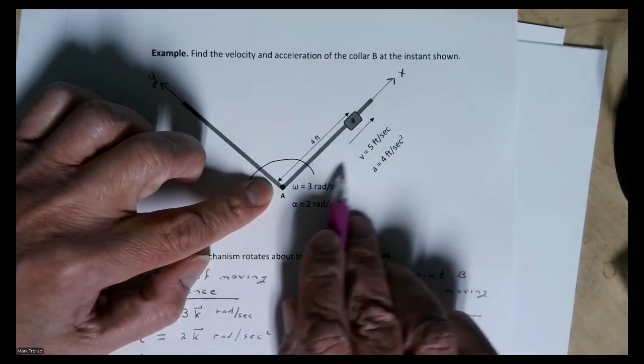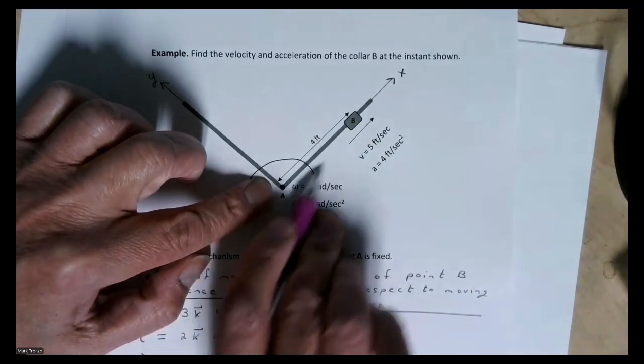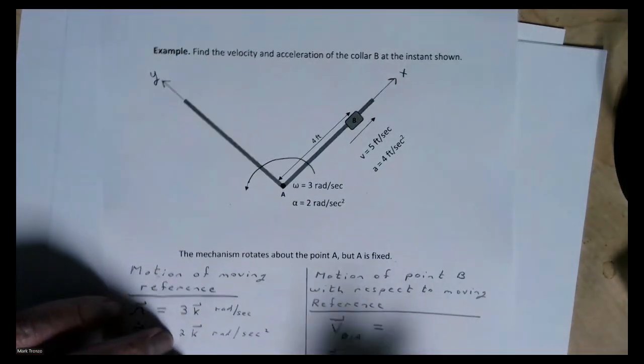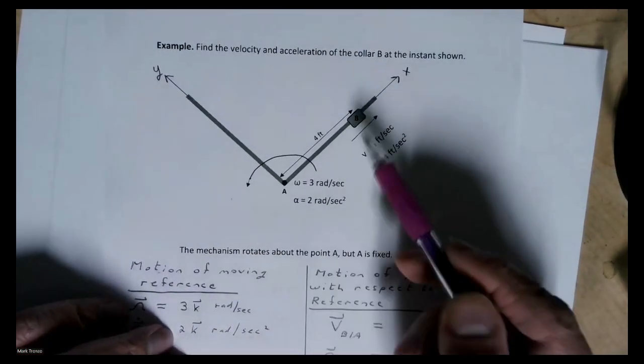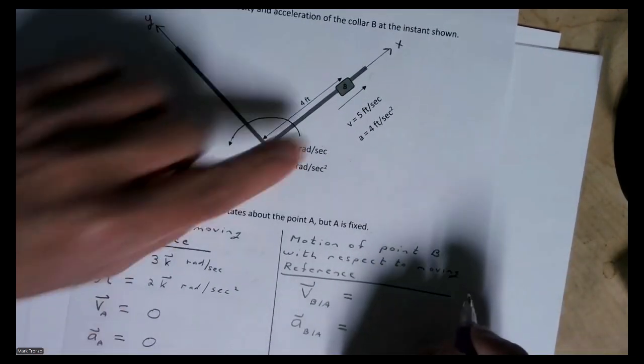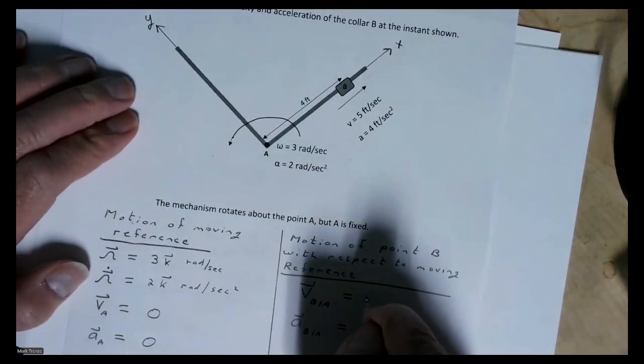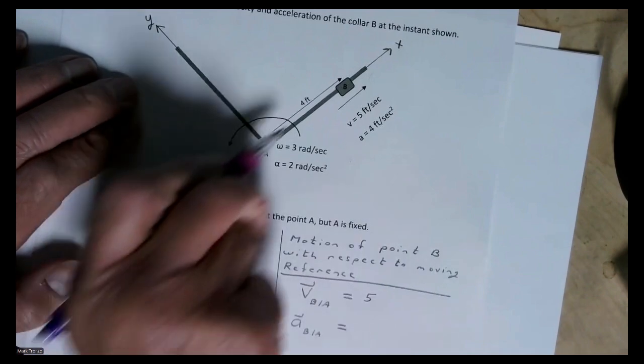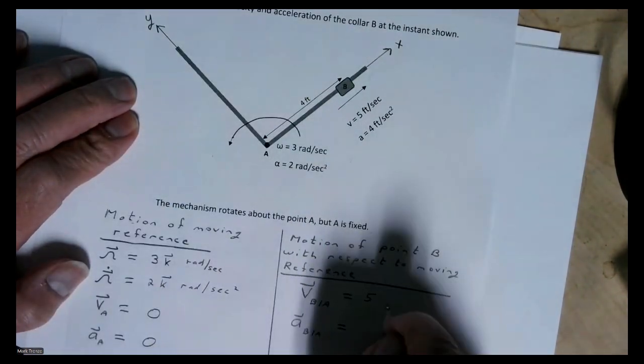So here it's moving along the positive x-axis. Again, that's why I defined the x-axis this way. It'll make it much easier to analyze. It's moving 5 feet per second. And again, along the x-axis, that would be i.